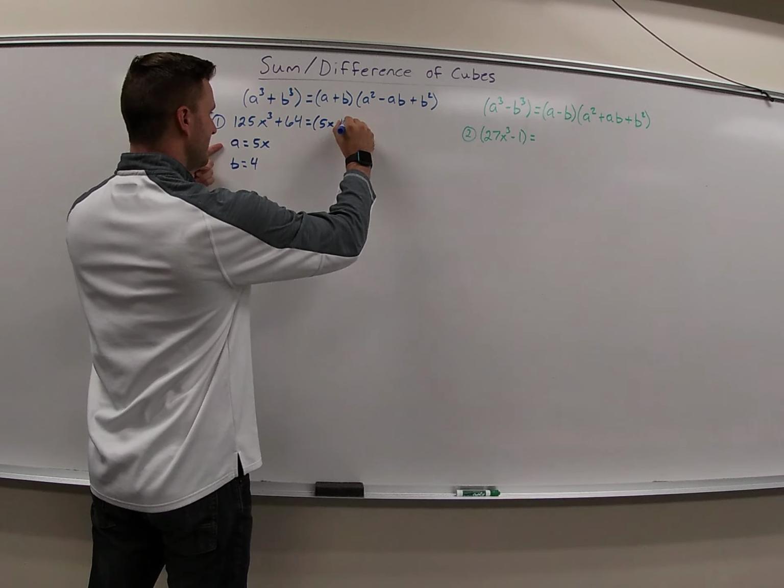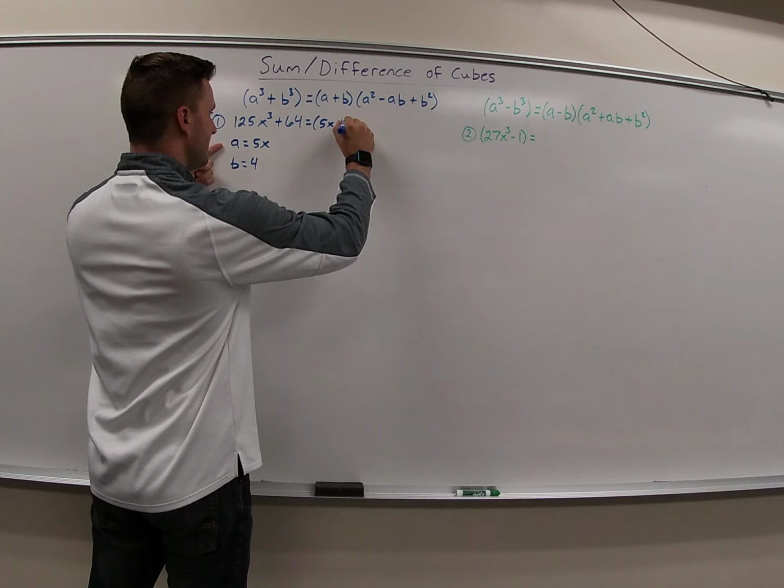Then in our next set of parentheses, we are given A squared. Well, A is 5x, so what is A squared then? Well, 5x times 5x is 25x squared. Notice how it's minus. That's just part of the formula. So minus A times B. Well, 5x times 4 is 20x. So minus 20x. And then again, plus.